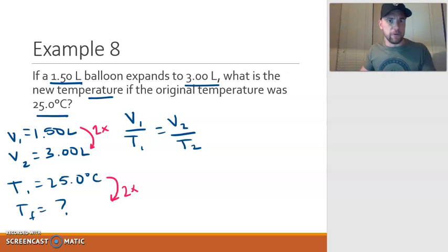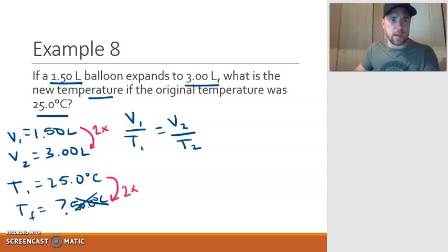But be careful, it's not the temperature in Celsius that doubles, it's the temperature in Kelvin that doubles. So it would be incorrect to say, oh, the original temperature was 25 degrees Celsius, the new temperature must be 50 degrees Celsius. That is incorrect. Instead, you have to do it in Kelvin. So let's actually work the problem out so you can see what I'm talking about.